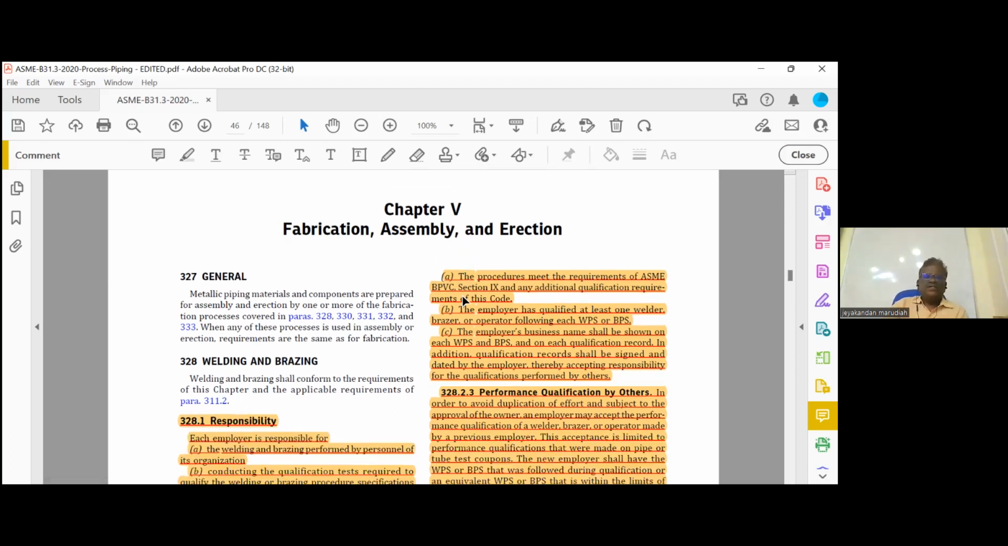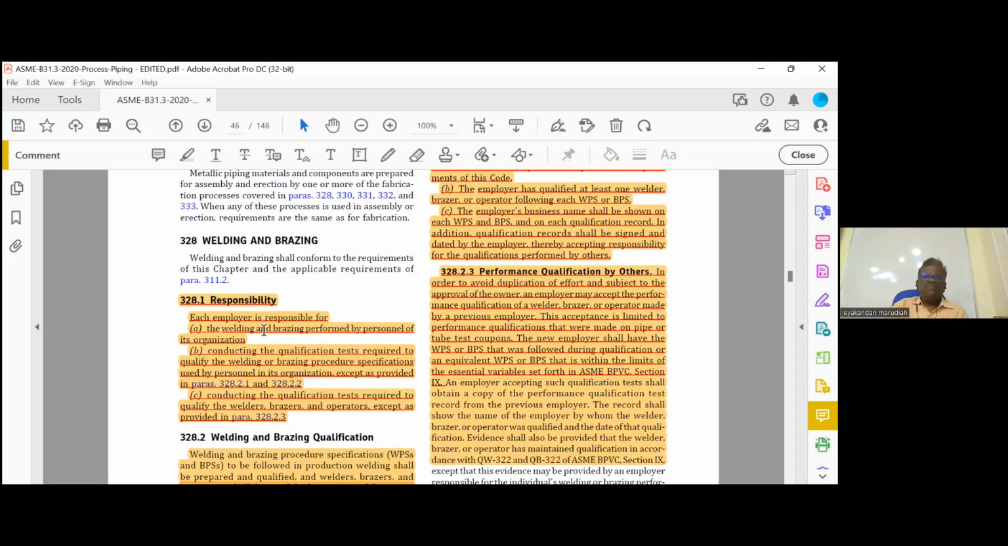Okay, so take responsibility, highlight this one. The employer is responsible for welding and brazing performed by personnel of its organization. Just two or three things, keep them in your mind. Whether it is a welder or an NDT technician, if the exam question asks who is responsible for his qualification and certification, the answer is the employer. His employer is responsible for his certification, and has to maintain a record of it.